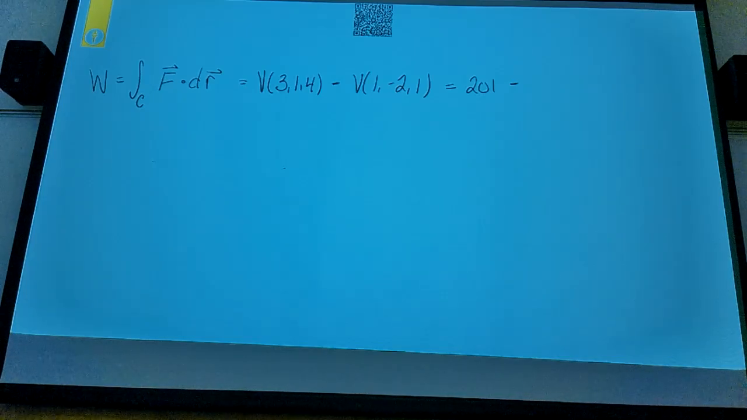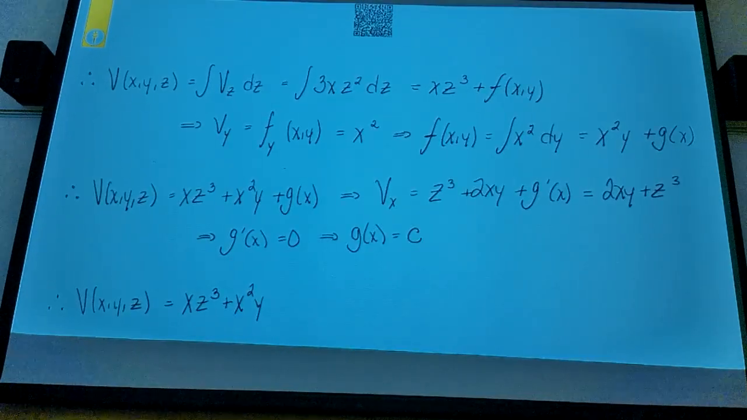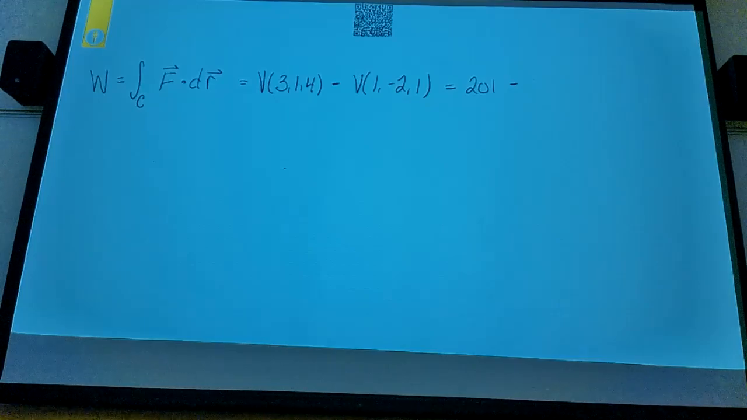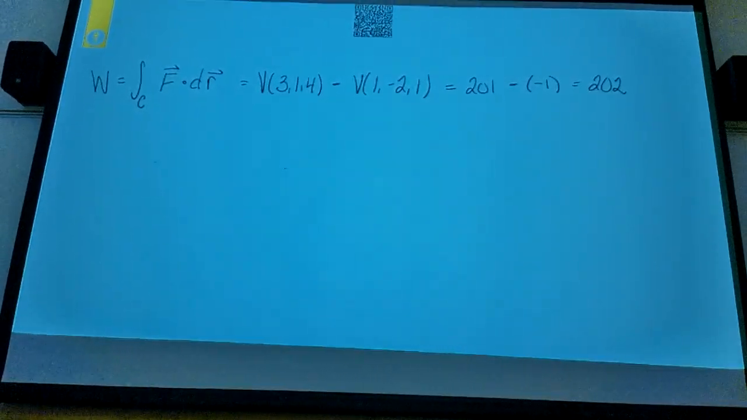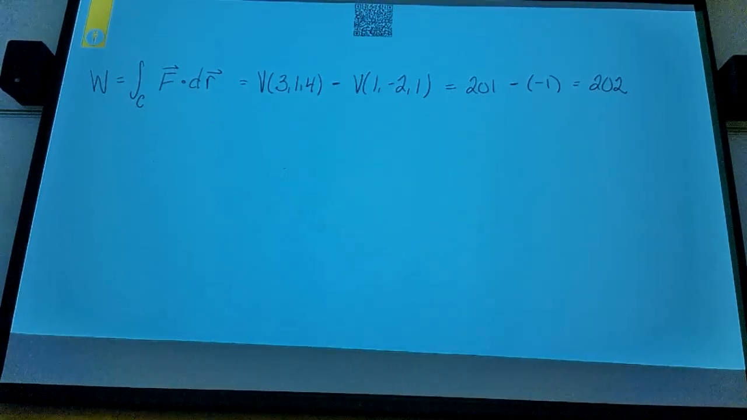Now (1, -2, 1). Oh, that first one's easy. And that's 1 times negative 2. So 1 minus 2, negative 1. And there's your work.